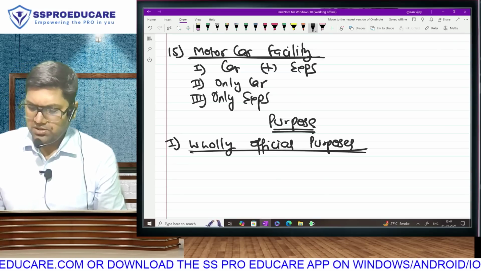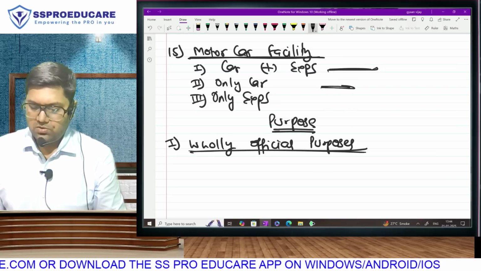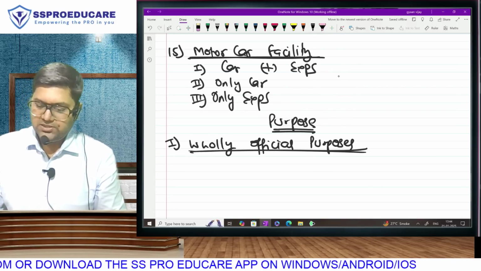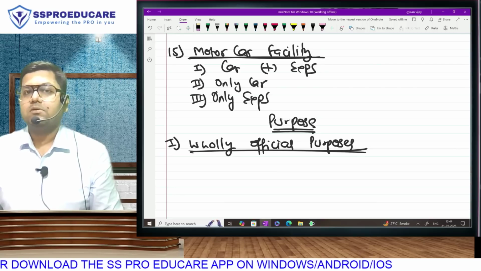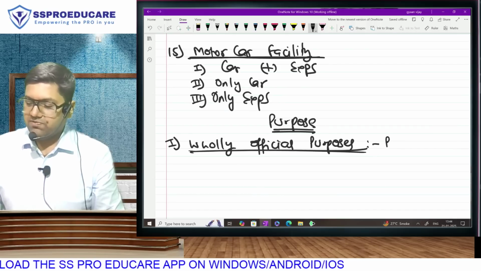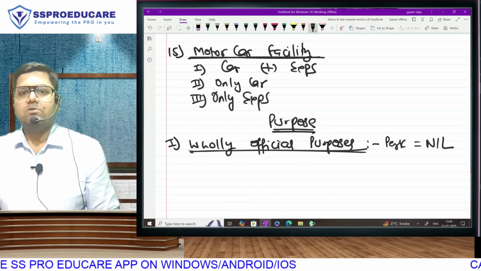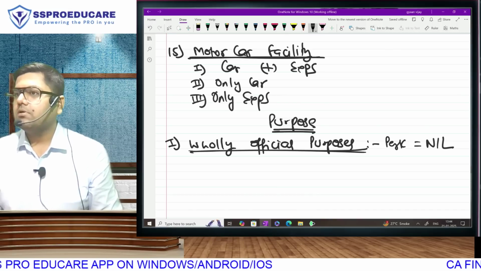Boss gives you your what? Both. Your only car, your only expense. But this is given for what purpose? Only office. You want to guess what will be the value of perquisite? Perquisite will be 0. There is no perquisite.